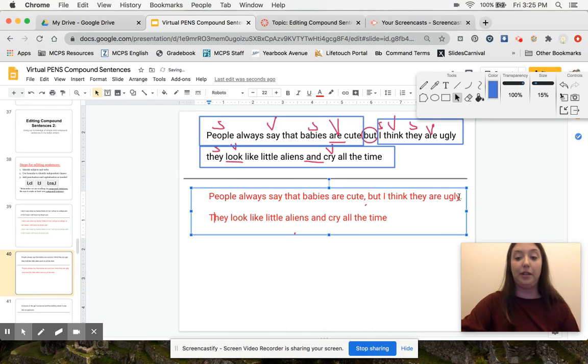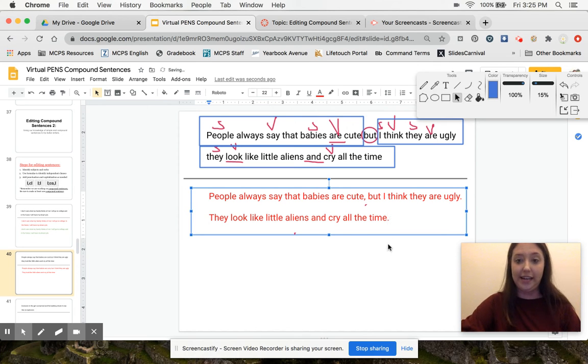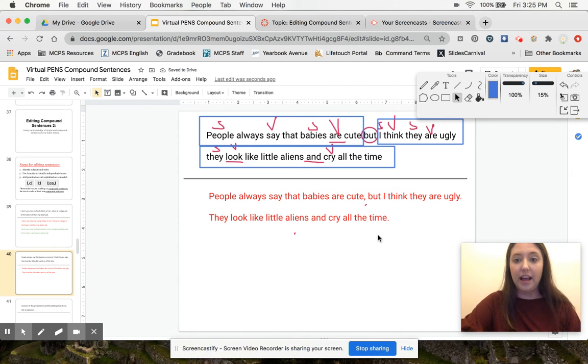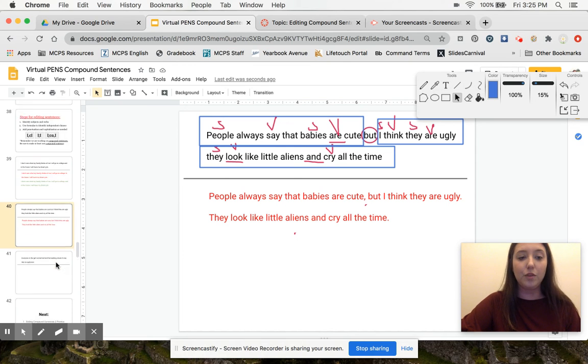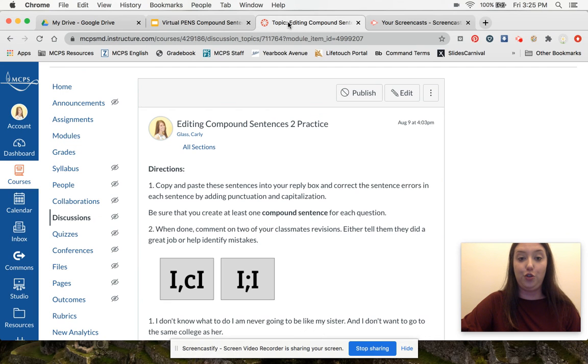And then if we capitalize, they look like little aliens and cry all the time. We also need to make sure we put a period at the end of our sentence. And then we have 1 compound sentence and 1 simple sentence. Okay, again, there's more than one correct way to do this, but the best way is to make sure that you're following the formulas.